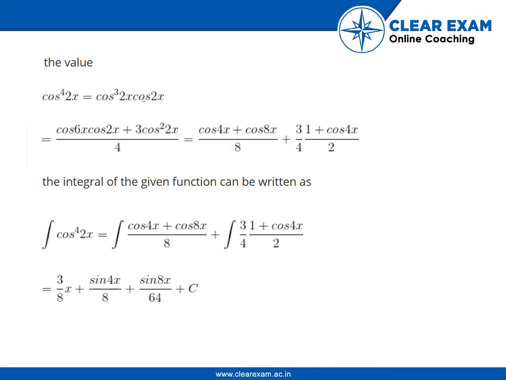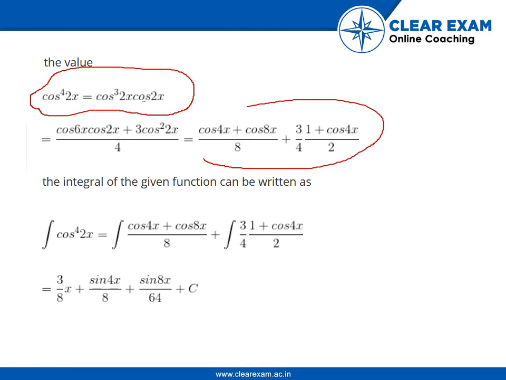So we have now cos 2x raised to the power 4 as cos 2x raised to the power 3 into cos 2x, which was further simplified to this. So now we have a simplified expression. You can check here that we have a trigonometric function here, another here, and another one here, and they are simply separated by plus. So now we can easily integrate this function.